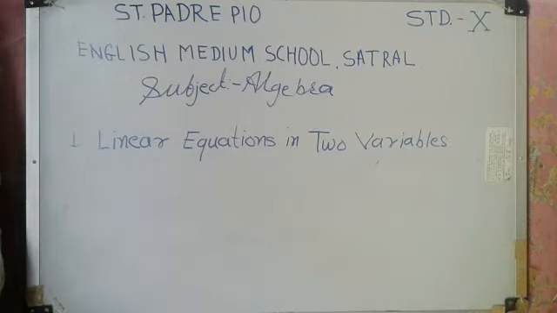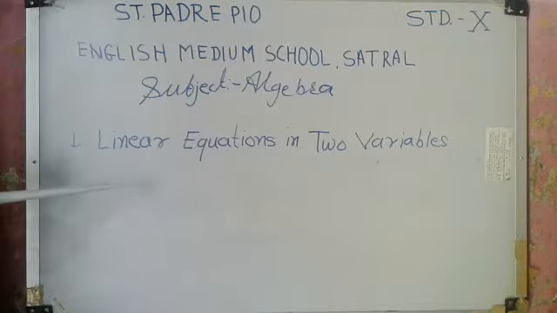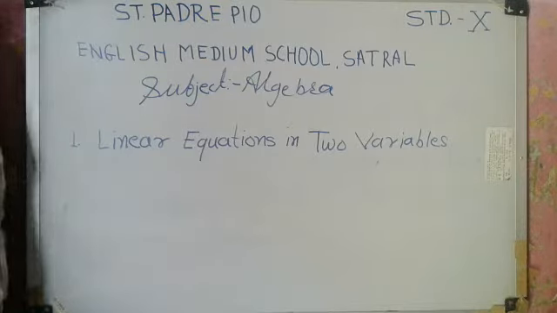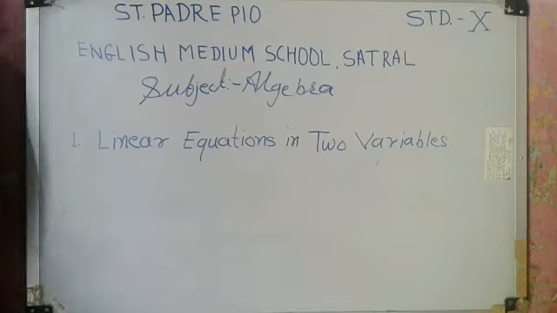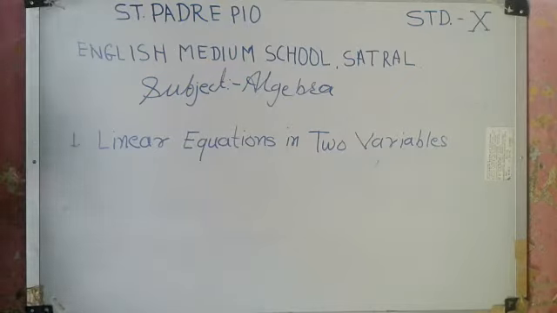Now in this chapter, we are going to learn two new methods of solving linear equations in two variables. And these two methods are, first method is graphical method and second is Cramer's method.